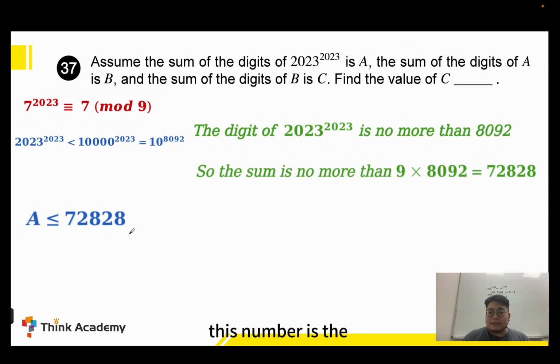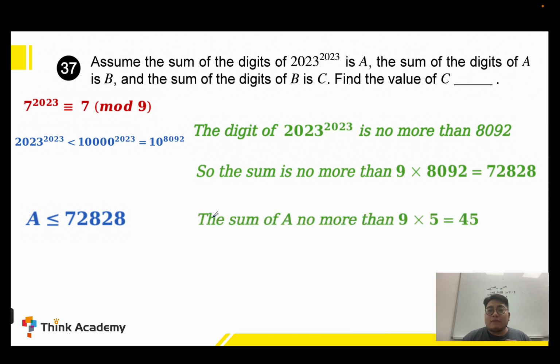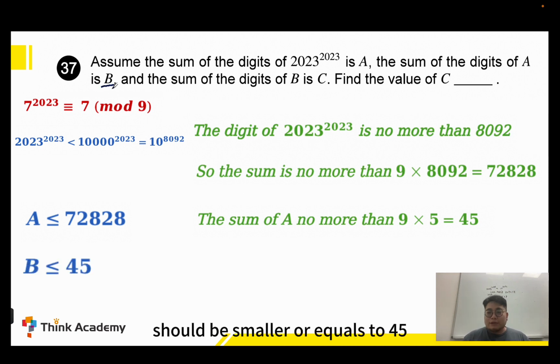Now let's focus on this one. This number is at most a 5-digit number. We need to find the sum of the digits of A, so it should be no more than 9 times 5, because the biggest number is 99999. This means it is no more than 9 times 5, which equals 45. The sum of the digits of A is B, so we can make sure B is smaller than or equal to 45.